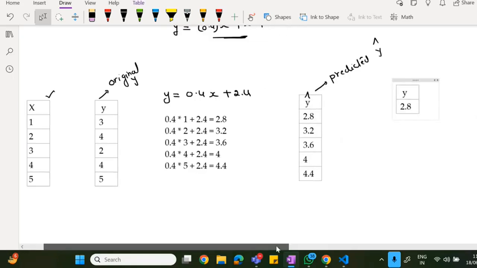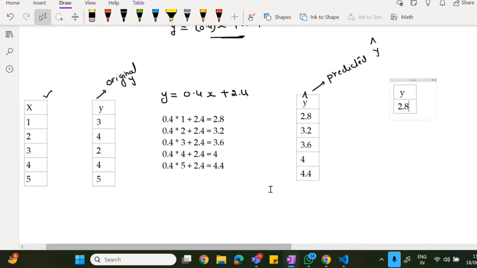Simple. Now, please remember this one. If I ask what is the error? This is the actual value. This is the predicted value. Actual value is indicated with y, and predicted value is indicated with y hat. So y minus y hat is nothing but the error.